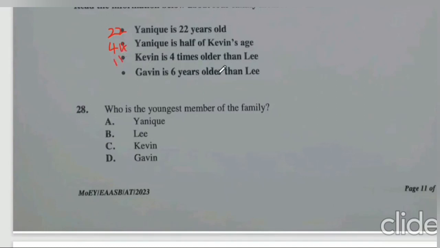Gavin is 6 years older than Lee. That means 11 plus 6, 17. So Gavin is 17. The question asks, who is the youngest member of the family? And that would be Lee. So our correct answer would be B.